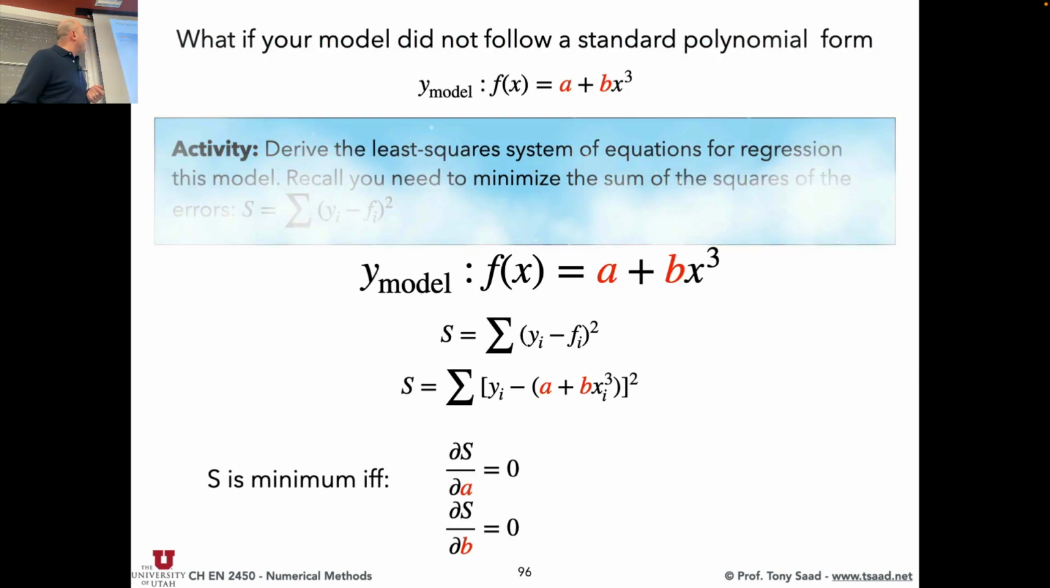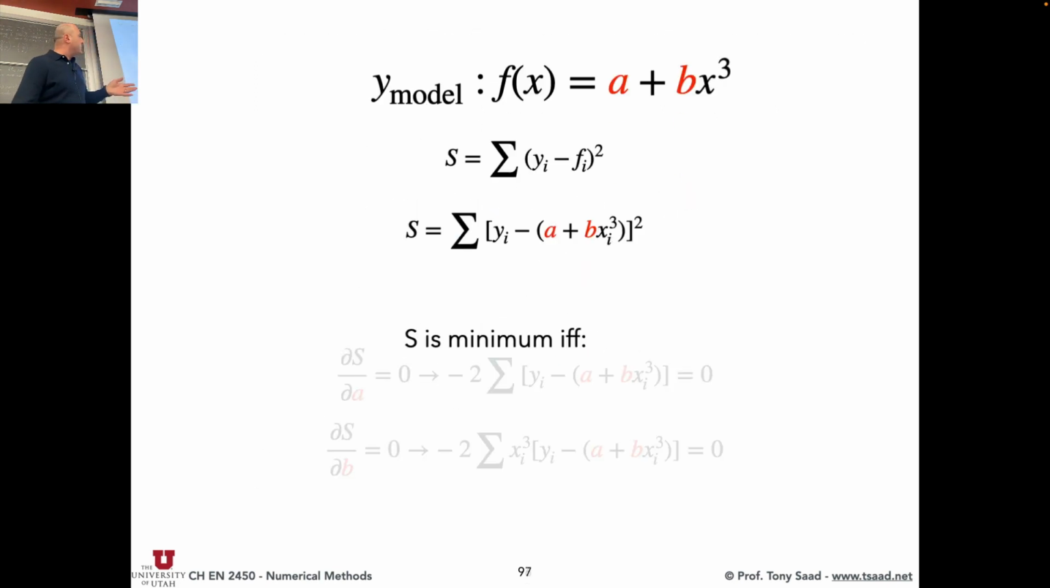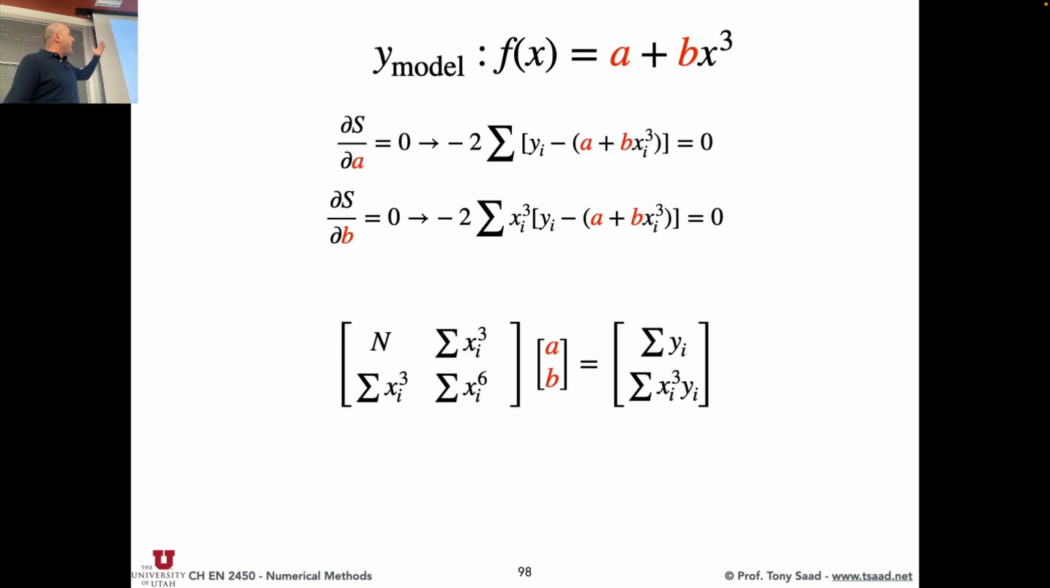And last time we did this exercise. We said, okay, what if you have a non-conventional polynomial, a plus bx cubed? In other words, you don't have the x and the x squared terms. Then you would have to go through the derivation, write the sum of the squares, and then differentiate with respect to the parameters. We did this together in class, and we derived the governing equations. Those are the normal equations. And then we deduced the system of equations for the coefficients a and b.